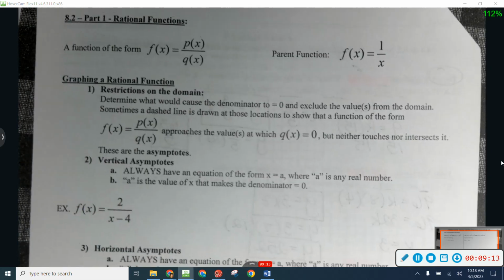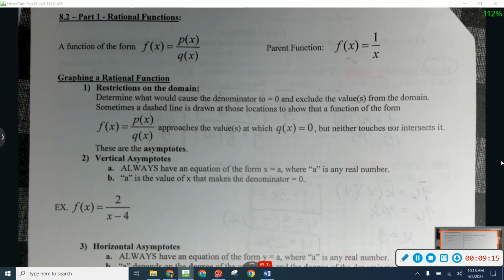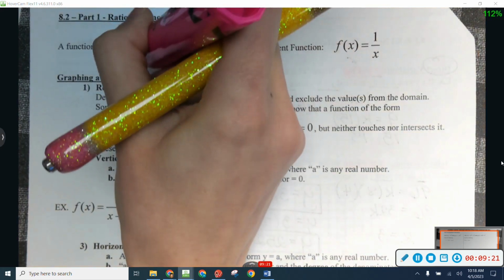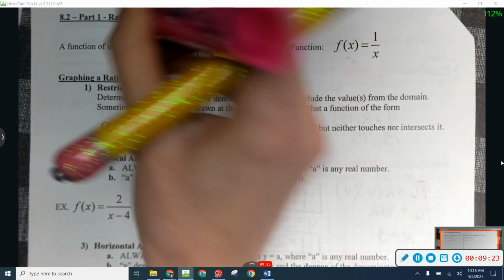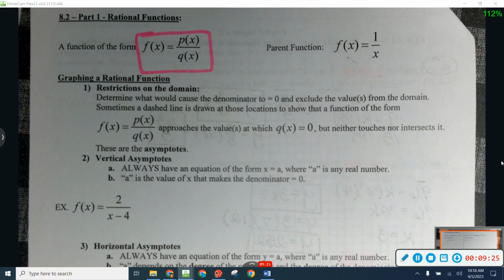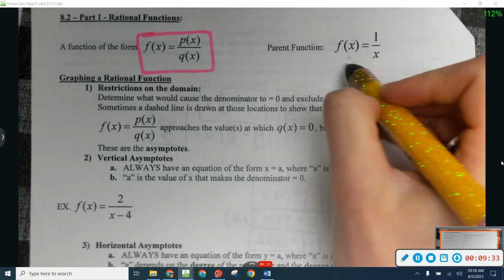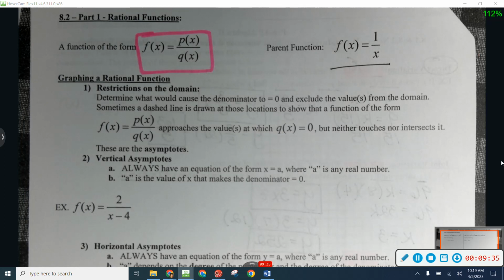Okay, moving on to part 1 of 8.2, where we are graphing rational functions. Okay, a rational function can be in the form of f of x equals p of x over q of x. And what does that mean? Basically, we just have a fraction. Okay? So the parent function of a rational function is just f of x equals 1 over x.